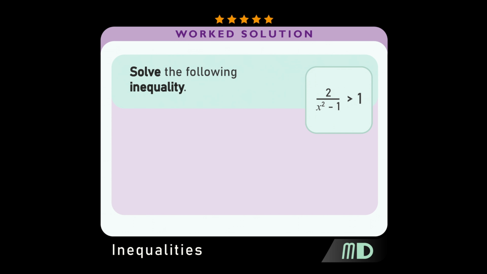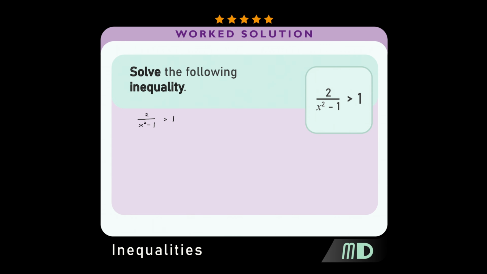We've been given the inequality 2 divided by x squared minus 1 greater than 1. Solving a non-linear fractional inequality requires a careful systematic approach. We cannot simply cross-multiply by the variable denominator because we don't know if that denominator is positive or negative, which affects the inequality sign. Instead, we need to analyze the sign of the entire fraction using critical points.